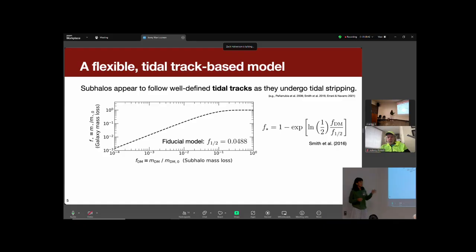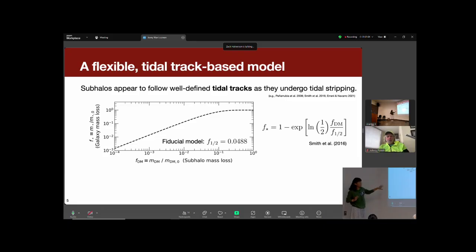So in practice, what this looks like is after our galaxy becomes a satellite, its stellar mass at subsequent times is determined solely based on the remaining fraction of subhalo mass it has left, according to the equation I have up there on the slide. And before that, it's predicted from UniverseMachine.